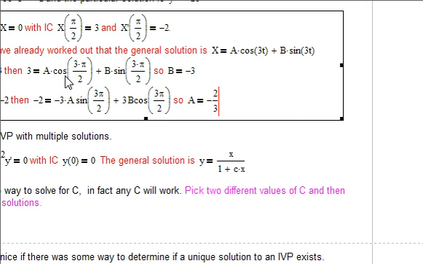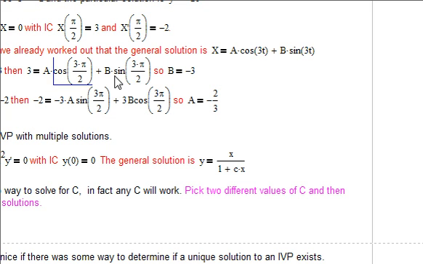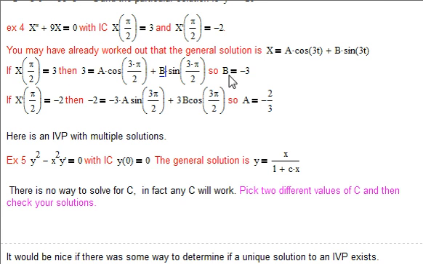Because this was 0 and this is negative 1. So negative 1 times b is 3, so b is negative 3. Now, since we know that x prime of pi over 2 is negative 2, negative 2 equals the derivative, negative 3a sine of 3 times pi over 2. Remember, the derivative of this was negative 3a sine of 3t plus 3b cosine of 3t.